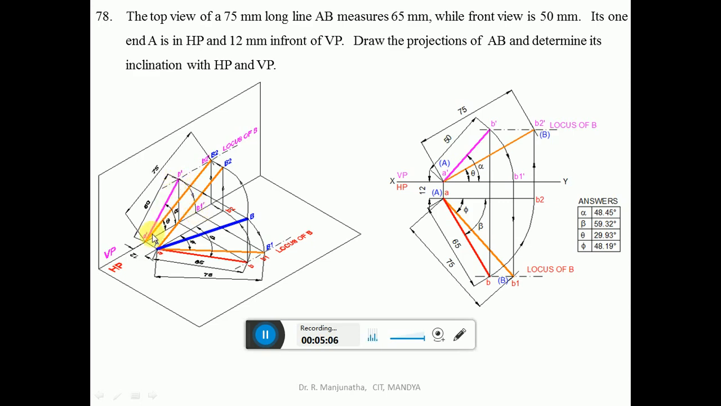So with A dash as center, take the radius of A dash B1 dash and draw an arc such that it cuts the locus of B in the front view here. Mark that point as B dash and then join A dash B dash with a dark line. So now we got the inclination with respect to HP. When you join B dash and B, both will be on the same line.